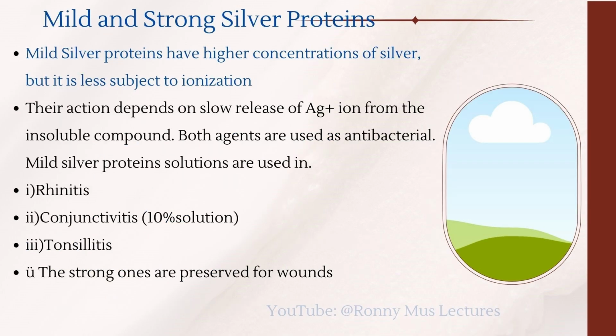So for mild and strong silver proteins, the mild silver proteins have higher concentration of silver, but it is less subject to ionization. So that is why we are saying yes, the silver concentration is high, but when it comes to the free silver, it is actually low. So the action depends on slow release of silver ions from the insoluble compound, and both agents are useful antibacterial agents. So mild silver protein solutions are used in rhinitis, conjunctivitis, and also tonsillitis. Then the strong ones are preserved for wounds.